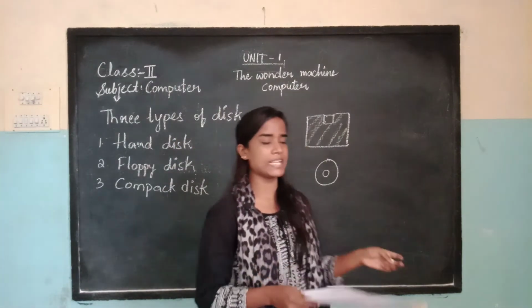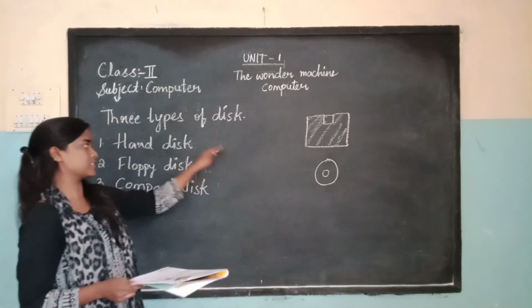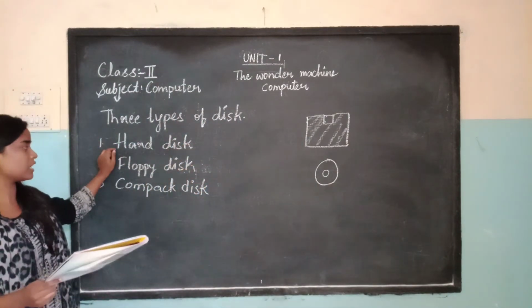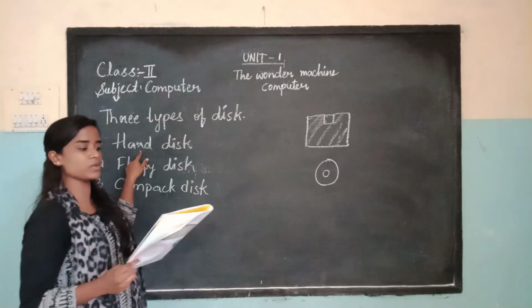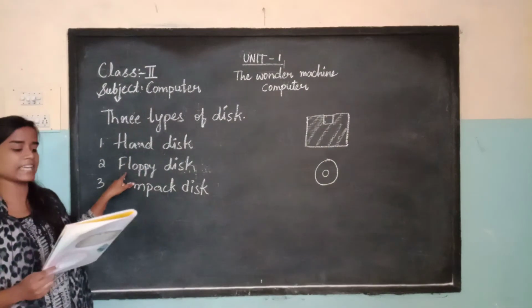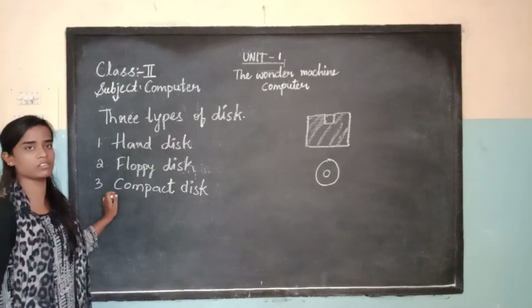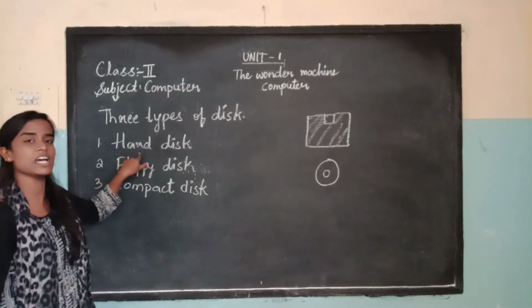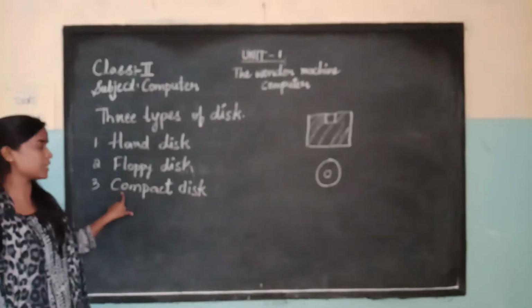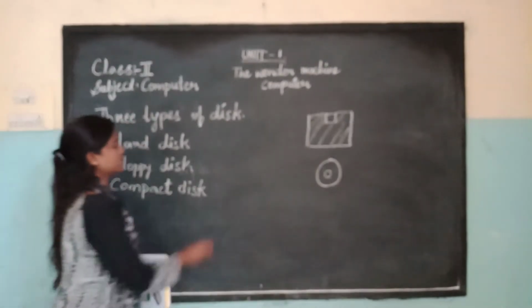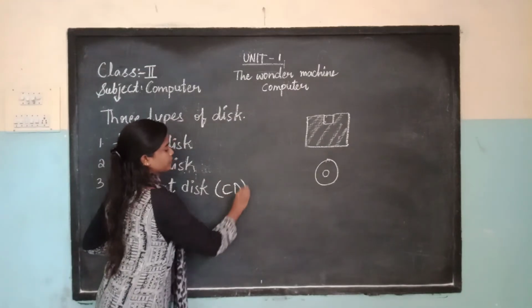So these are the three types of disk. So say along with me. First one, what is this? Hard disk. First one is a hard disk, second one is a floppy disk, and third one is a compact disk, nothing but CD.